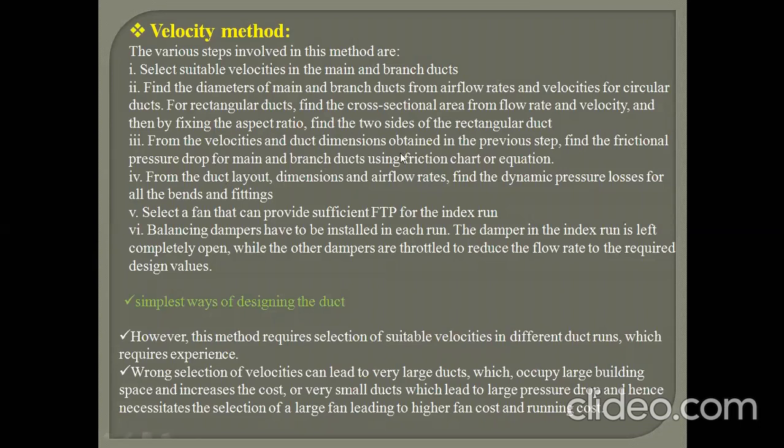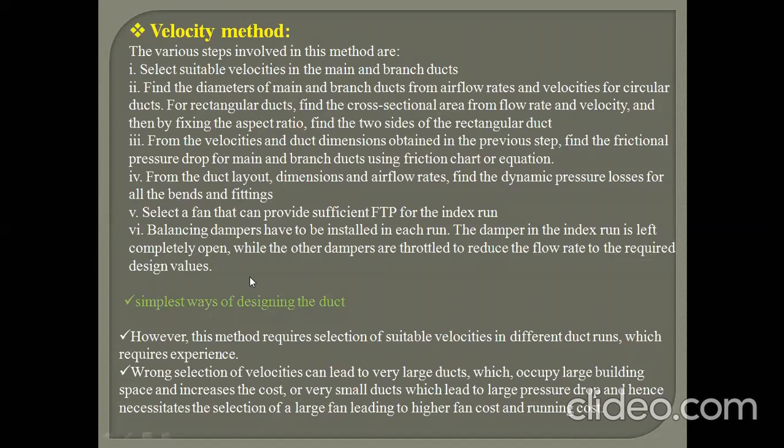Duct velocity is known to you. So using the friction chart, because we know that the friction chart relates pressure loss per unit length, velocity and diameter, if any two of these are known to you, you can estimate the pressure loss or any other parameter. So from the duct layout, dimensions and airflow rates, you can find the dynamic pressure losses of all the bends and fittings, as discussed in the previous slides on how to estimate dynamic pressure losses.